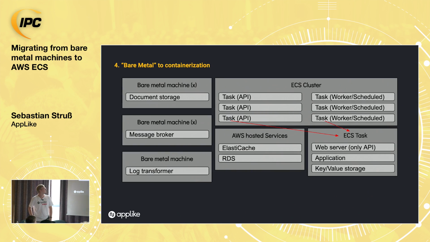So this is how it in the end looked like after going the ECS way. We have an ECS cluster which hosts our API and the worker nodes, and all of them are coupled in tasks, which are for API and worker and scheduler, of course, which contain a web server, at least for the API, the application, and the key value storage. All of the other services we left untouched for now, because our first goal was to have the application itself be scalable.